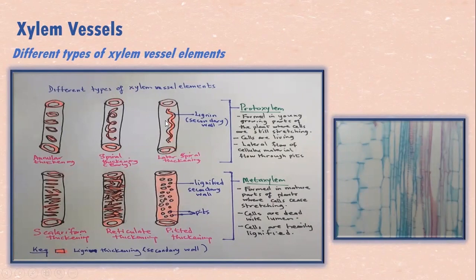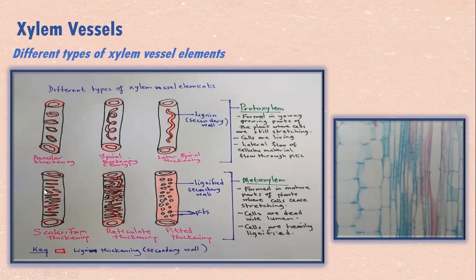Now, these cells, these xylem vessel elements, are called protoxylem. The thickening is formed when the cells are in the growing parts of the plant. So the cells are still stretching, and they are called protoxylem, and they have this kind of characteristic thickening. These are produced in cells still stretching.